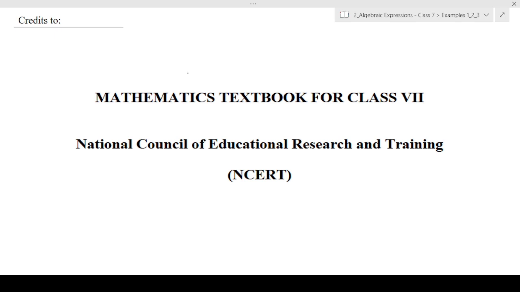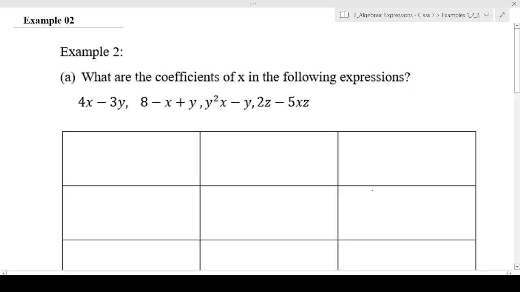Let us get started. Now, this example requires us to find out the coefficients of x in the given expressions. So there are how many expressions? 1, 2, 3, 4 expressions are given. In each of these expressions, we need to find out the coefficients of x.